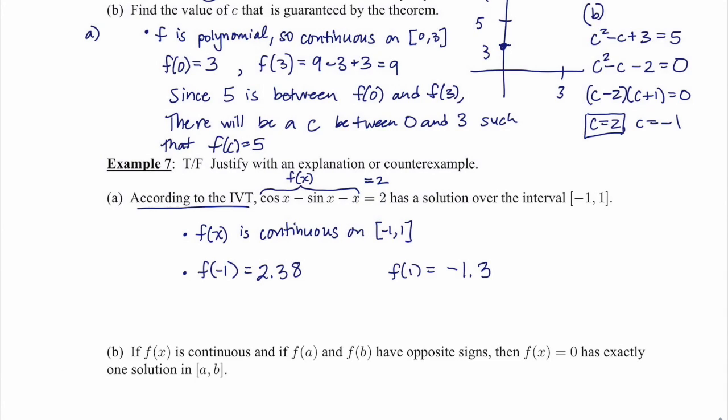Right, and so I can see that since 2 is between f of -1 and f of 1, f of x equals 2 somewhere on the interval between -1 and 1.